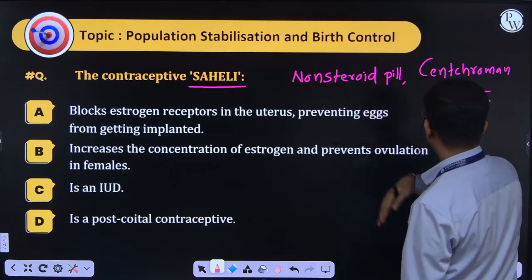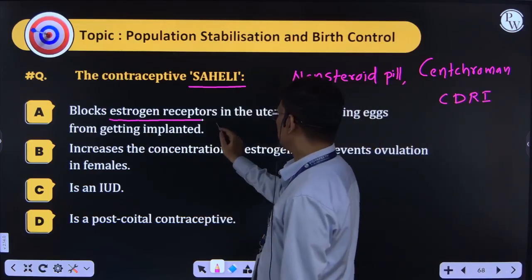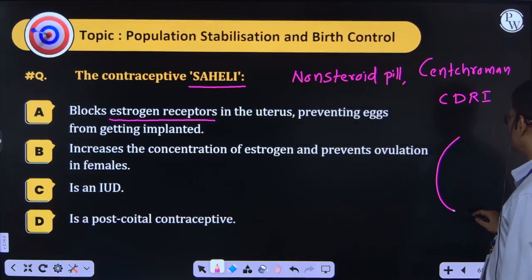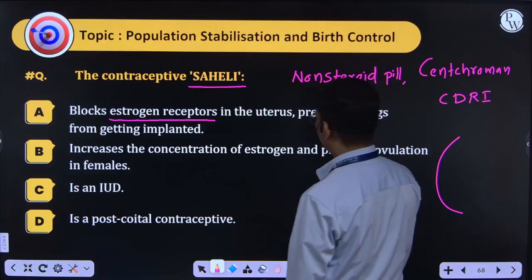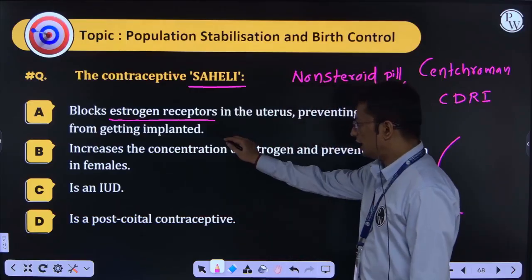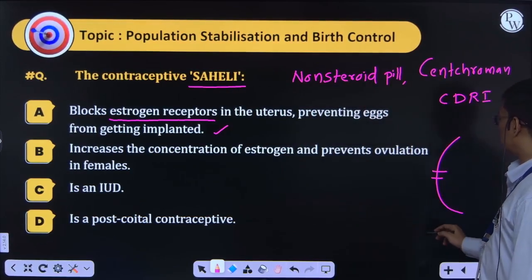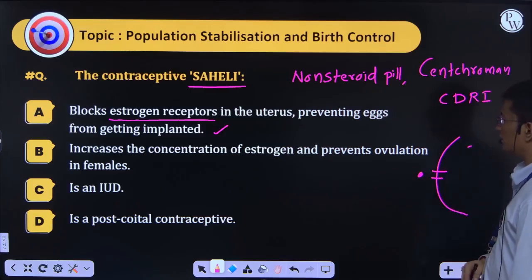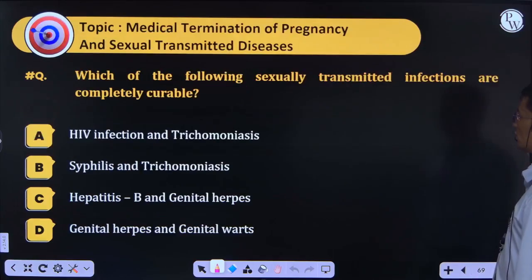So how is it acting? It acts on the estrogen receptors, so it blocks the estrogen receptors. If the estrogen receptors are blocked, what will happen? Estrogen is required for the thickening of the endometrium, so that process will not take place. If the endometrium is not thickened, implantation also will not take place. Estrogen action is not there, so thickening of the endometrium is not there, and it will inhibit the process of implantation.